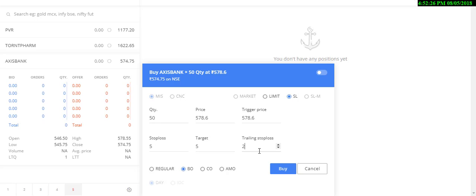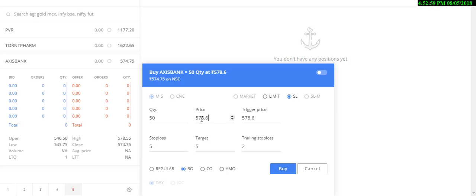Here the trailing stop loss trails if the price goes in our direction. It trails the stop loss. Let's assume the order price is around 578.6, and we have placed the stop loss at 5 points, which is around 573.6. So if the price comes down to 573.6, it will hit our stop loss and we will book a loss, which is automatically done in the bracket order.